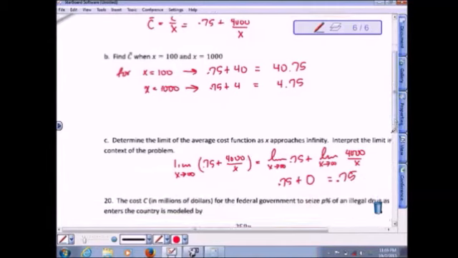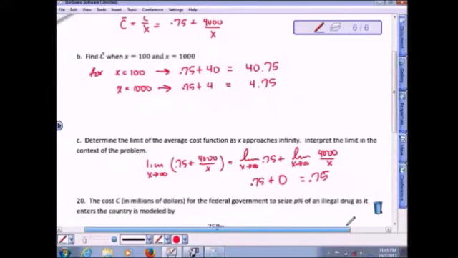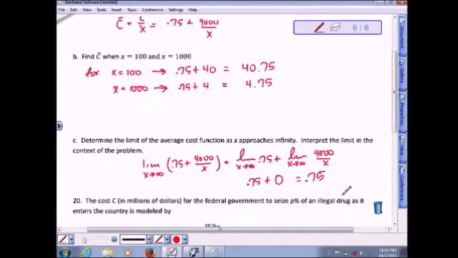0.75. Now, the question asks you to interpret this in the context of the problem. They're obviously not going to be able to produce an infinite number of this, but they're not going to be able to produce enough to get an average cost lower than 75 cents. 75 cents is the limit of how low their average cost can go. That's how you would interpret that.